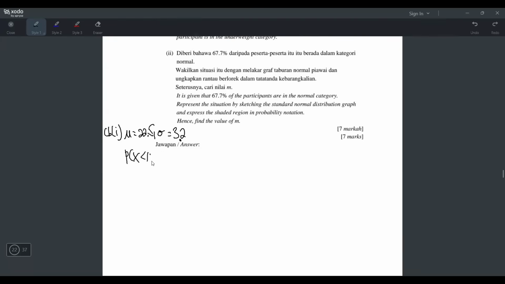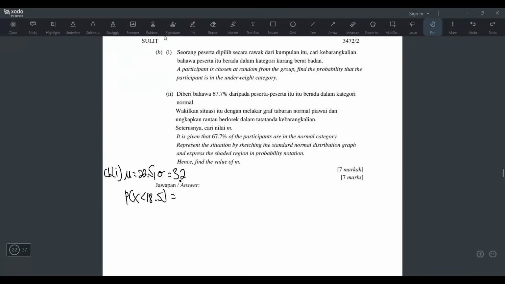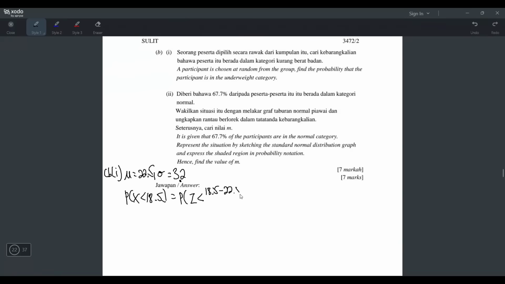The only way to do this is to convert to Z value and look at your Z value table. So the first step is changing to Z, right? When you do normal distribution, the first step is always changing X to Z. The formula is take the X 18.5 minus mean 22.5 divide by standard deviation 3.2. If you press this, you will end up with a negative answer. Let me press 18.5 minus 22.5 divide 3.2. Okay, my calculator gives me negative 0.6453.